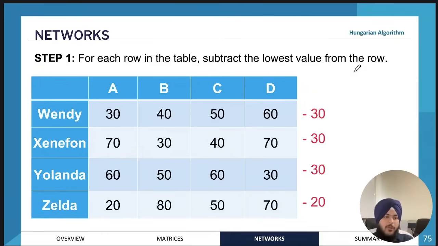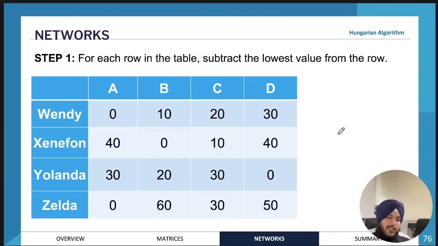So the first step of the Hungarian algorithm is, for each row, to work out which number is the lowest. So for example, in the first row, the lowest number is 30. So you would subtract all the numbers in the row by 30. Similarly, for the second row, it's also 30, so you would subtract all the numbers in the second row by 30, and so on. Once we've done that, we will get this as the new table.